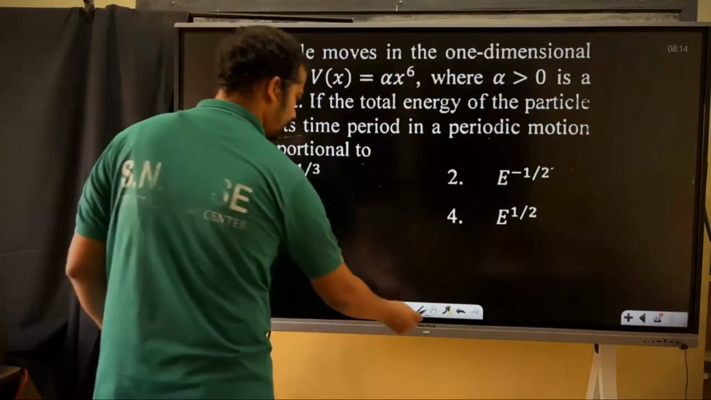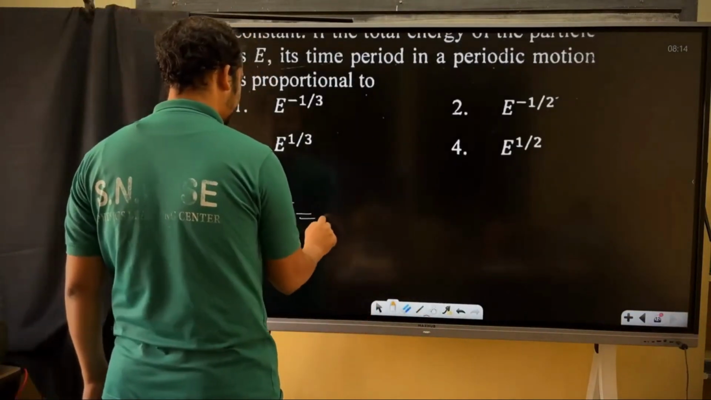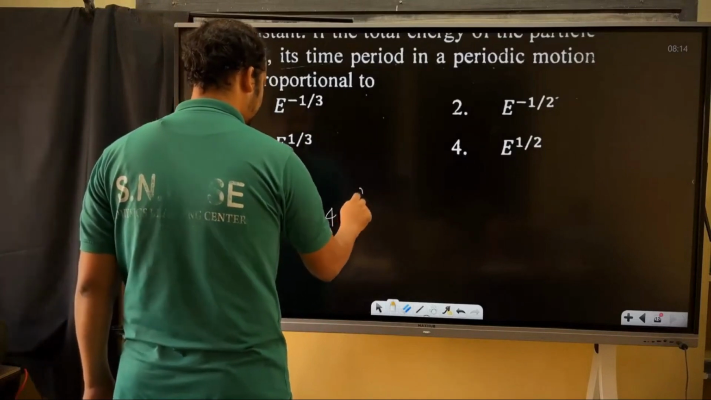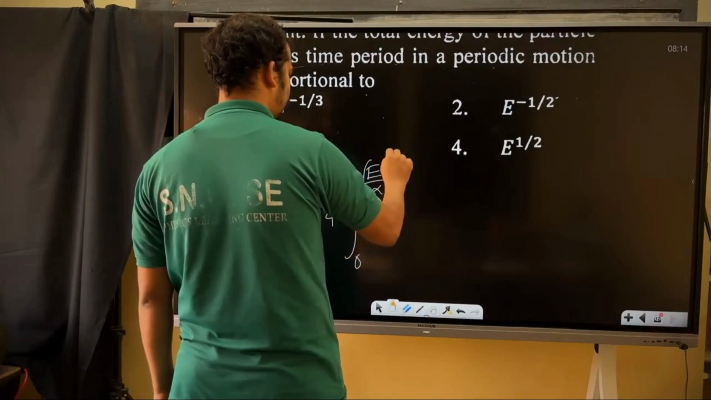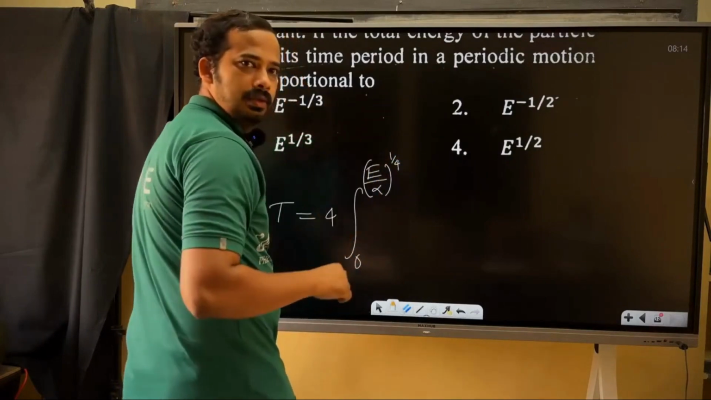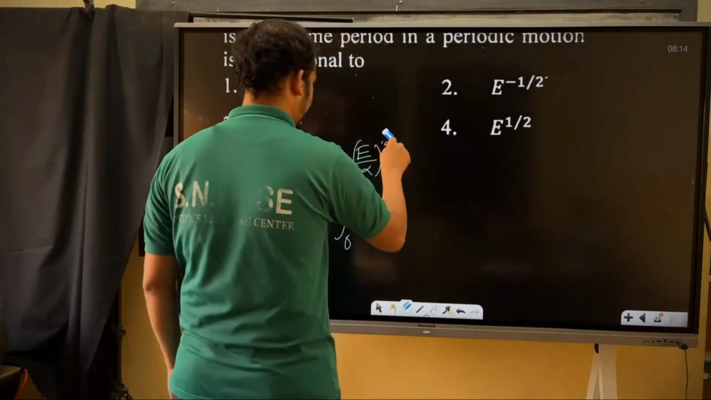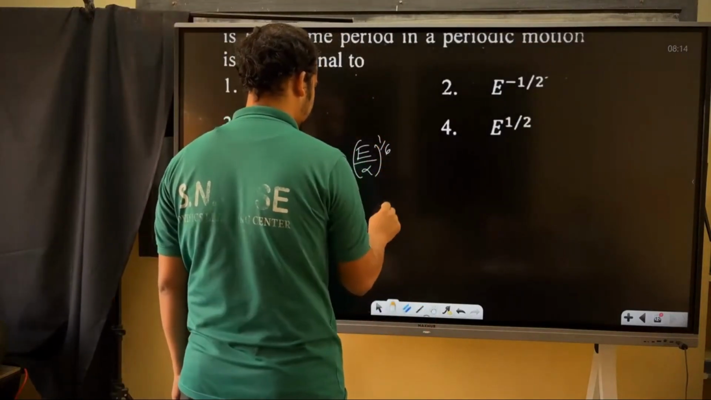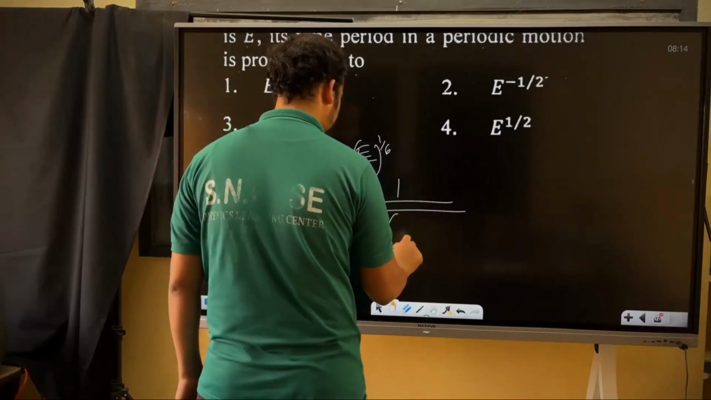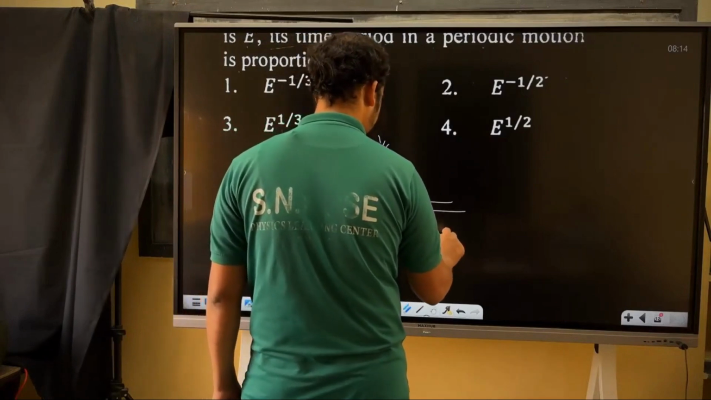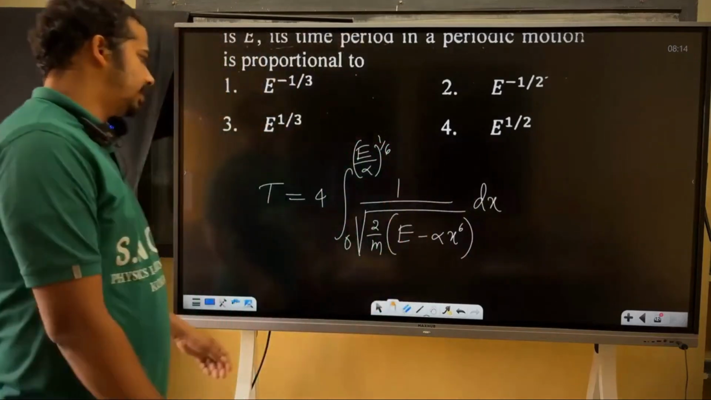How do you answer this one? I know this one. Time period is equal to 4 times 0 to, what is that? E by alpha raised to 1 by 6 here, okay? 1 by root of 2 by m into E minus alpha x power 6, dx. Any idea that you can generate here?